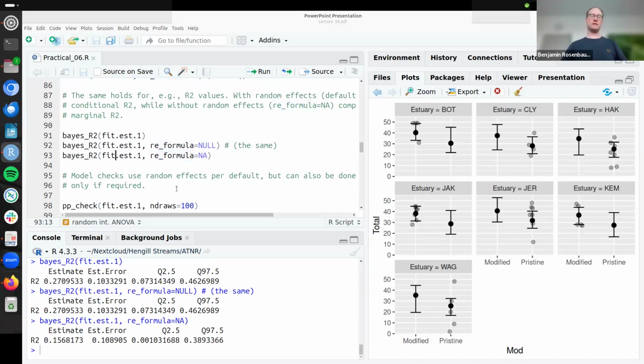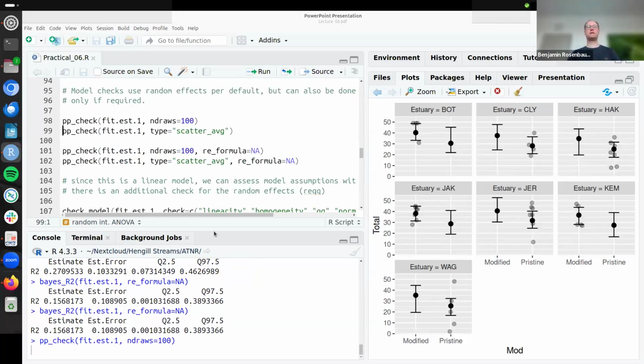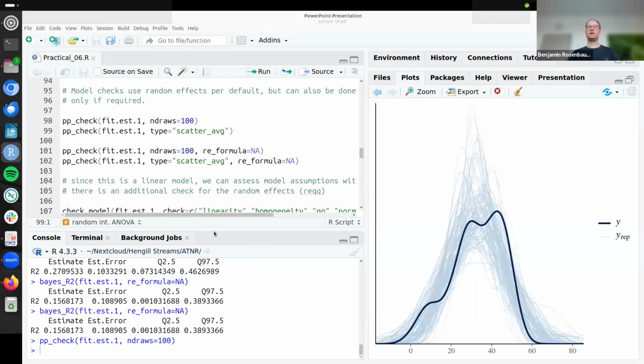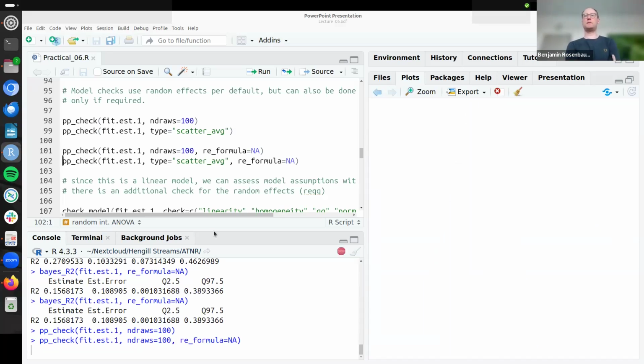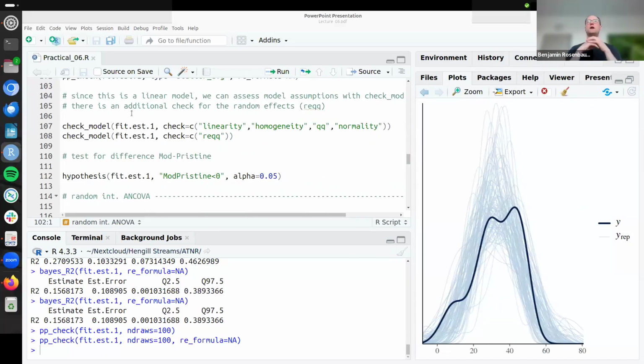So just this would be the marginal R2, and it's always lower than the conditional R2 because it just includes the fixed effects and not the random effects as well. The same for the posterior predictive checks. Here they are done with the random effects, but you can also specify to only make predictions with the fixed effects.